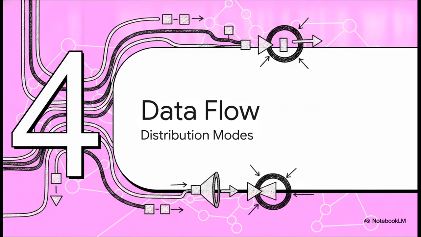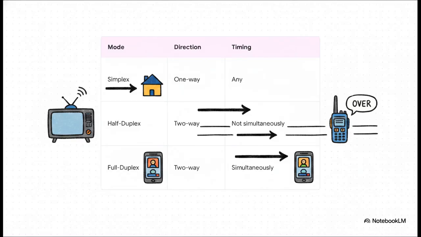Okay, let's look at the rules of the road in Section 4, Data Flow and Distribution. When devices connect, they have to agree on how traffic is going to flow. Simplex mode is strictly a one-way street. Data only flows from sender to receiver. Think of a television broadcast. Half duplex is a two-way street, but here's the catch. Only one lane is open at a time. It's exactly like using walkie-talkies, where you have to say over before the other person can start speaking.